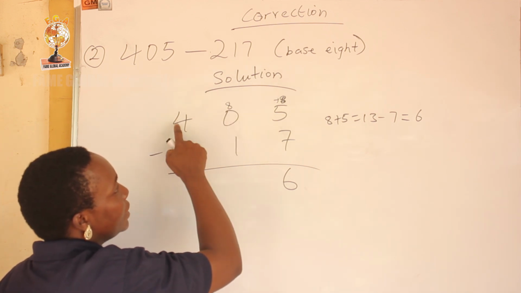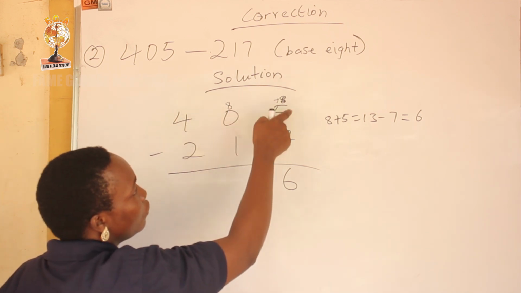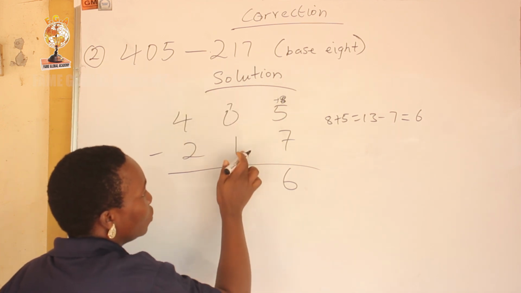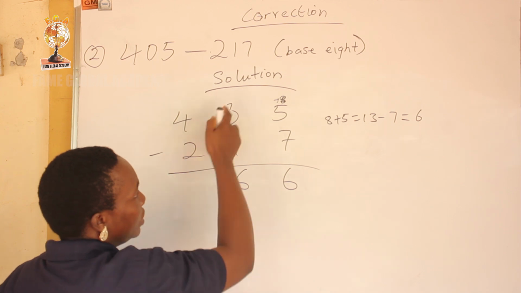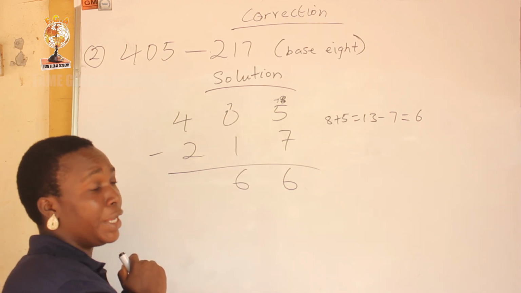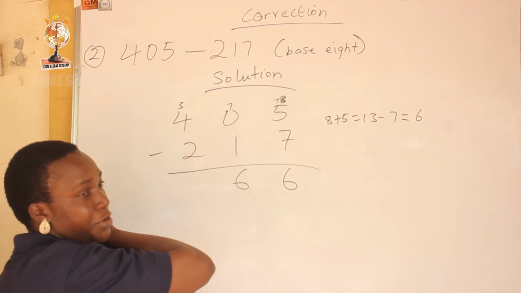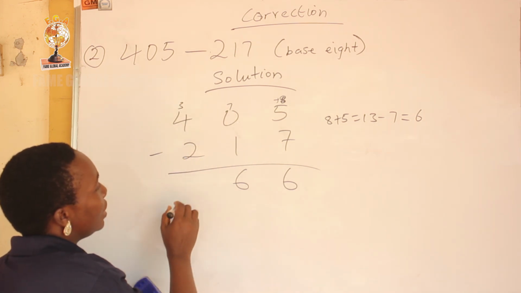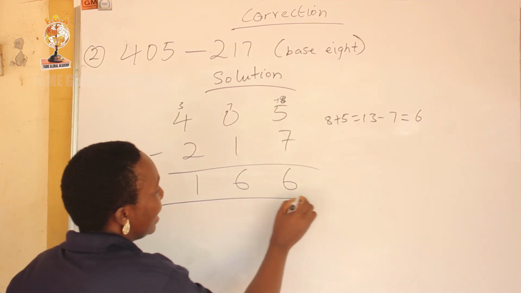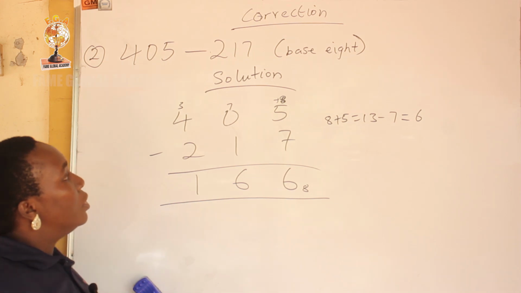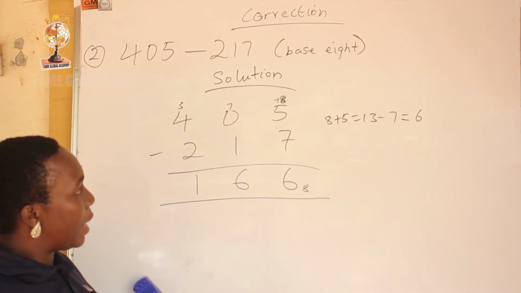Now from this 8 that you borrowed here, we have already removed 1. So what is remaining here now is 7. So this is now 7 minus 1, which is what? 6. But 7 is bigger than 1, so no need of borrowing again. Then this last one, remember you removed 1 from here. So what's remaining here is 3. So we have 3 minus 2. The answer is what? 1. So our answer is 166 base what? 8. Okay, so let me go through it one more time.